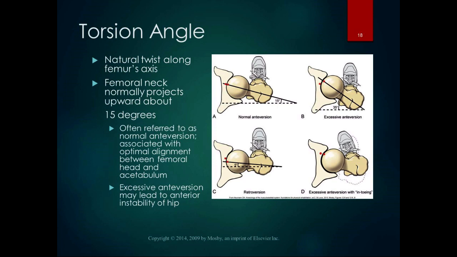Excessive anteversion may lead to anterior instability of the hip. If you have less than normal anteversion, it's referred to as retroversion. And again, that can cause a toeing in because it rotates the femur medially and causes that toed-in position.